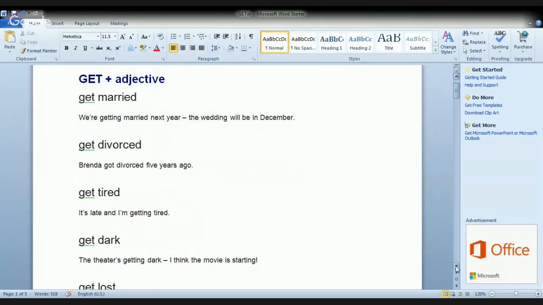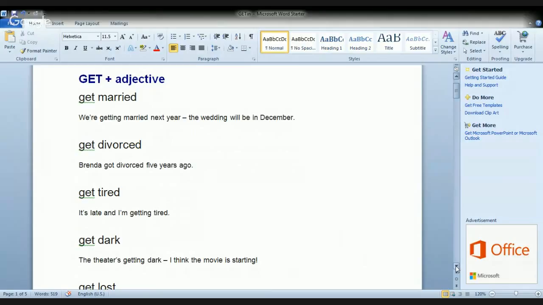So we have get with an adjective. For example, get married. Okay, so we're getting married next year. The wedding will be in December. Ken, do you have any examples for get married? Get married with to somebody. Yeah, you do get married to someone, exactly. Yeah. Perfect.